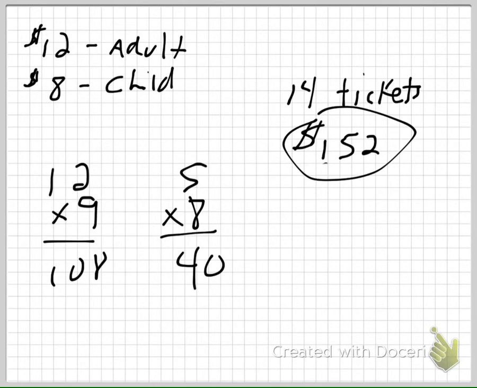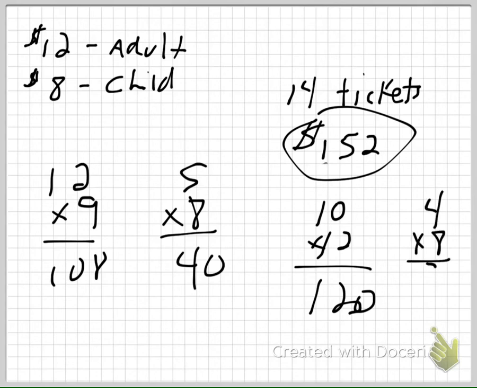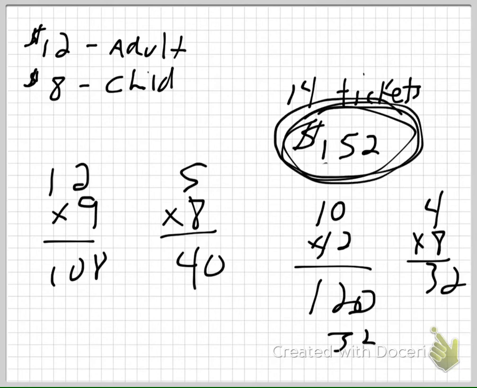Let's try 10 adult tickets. So 10 times 12 is 120. And then how many kid tickets would that be? 4 times 8, which is 32. What's 120 plus 32? Oh, 152. So how many adult tickets did I sell? 10. How many kid tickets did I sell? 4. I figured it out. How did I figure it out? By trying it, testing it, and then revising it, right? When it wasn't right, I just revised it.